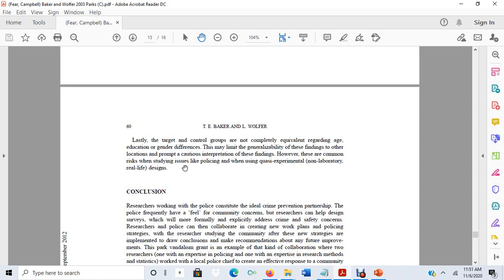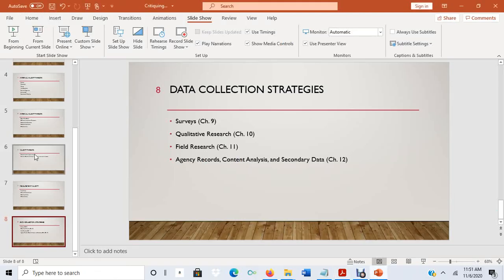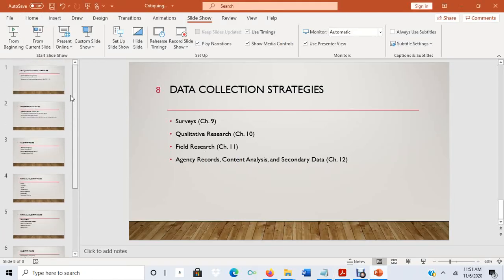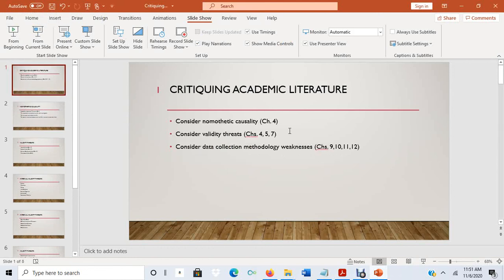So again, they tell us about some limitations, but you'll always want to consider whether or not there are other limitations to the study. And you can critique a study by going over, as I mentioned, these various areas. So consider nomothetic causality, consider your validity threats, and then consider weaknesses in how they collected data. So that pretty much wraps it up for critiquing academic literature.